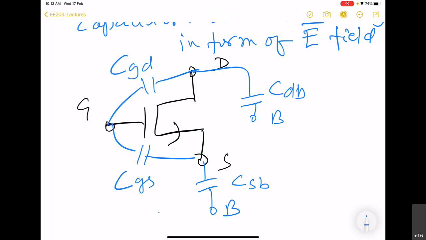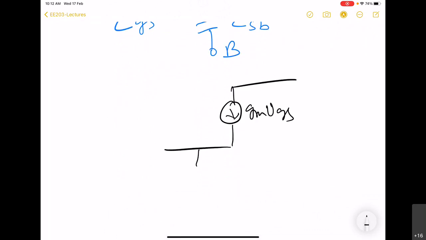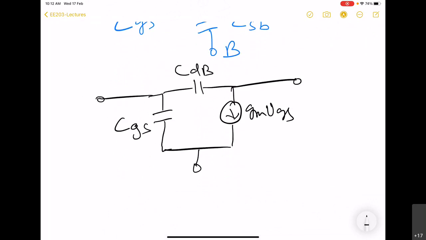So now if we draw the high frequency model of NMOS, it is going to be like this. This dependent current source is going to be there. Now between these nodes there will be various capacitors. So we have one capacitor here, CGS, and another capacitor here, CDB.